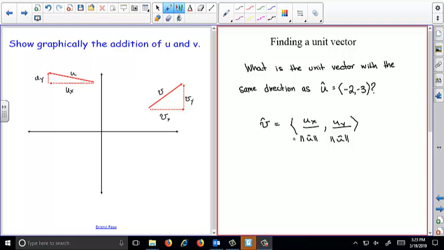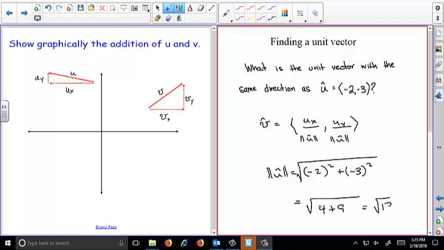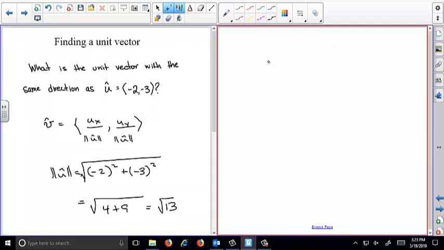All we need to do is figure out what the magnitude is. The magnitude of a vector, which is just a number, a length, is the x component squared plus the y component squared, and you take the square root of that. So you're going to have the square root of 4 plus 9, or the square root of 13. That's the magnitude of the vector.